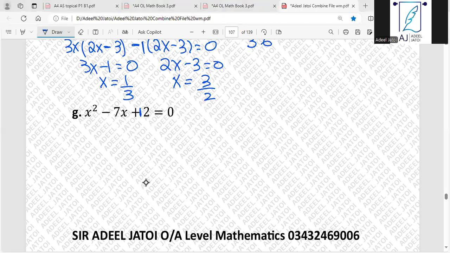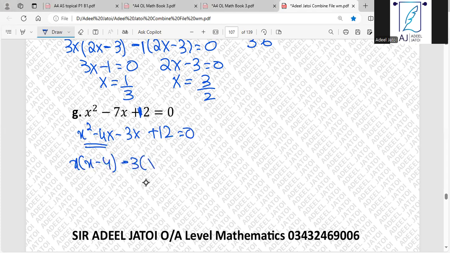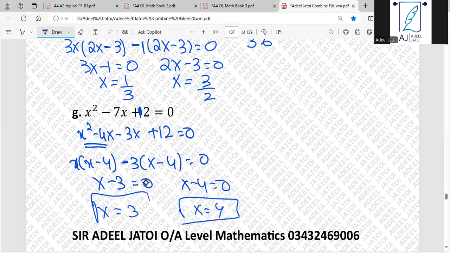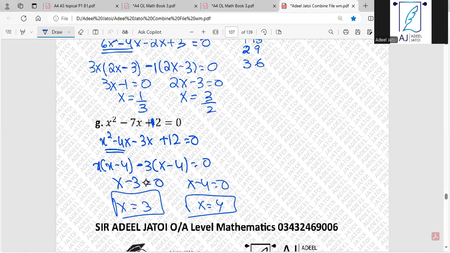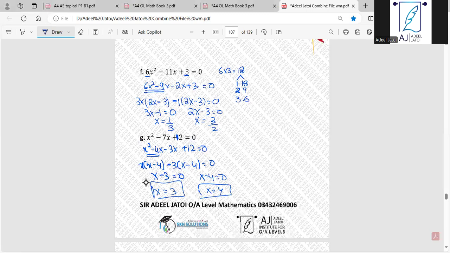Let's just work upon part G. As I said, there was a typing error, so we have changed it to 12. So x square minus 4x minus 3x plus 12 equal to 0. So this will be x minus 4 and this is minus 3. x minus 4 equal to 0. So x minus 3 equal to 0, x minus 4 equal to 0, x is equal to 3 and x is equal to 4. So these are the two answers for part G, 3 and 4.